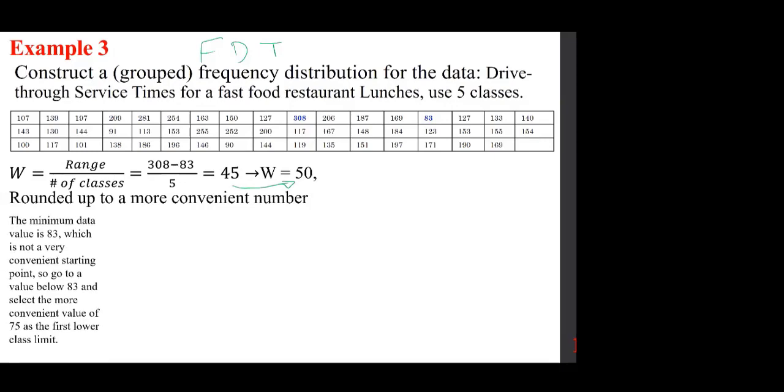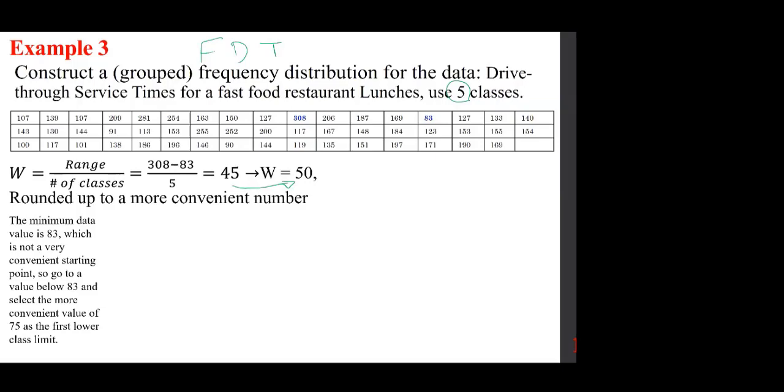So how do we calculate the width? The range divided by the number of classes. And we already know that we have 5 classes. With that being the case, we can start with 80. We can start with 75. But you really don't want to go lower than that. Maybe even 70 might work, because it's important that when you're done, the largest number, 308, must be included. If it's not, then there is something wrong.